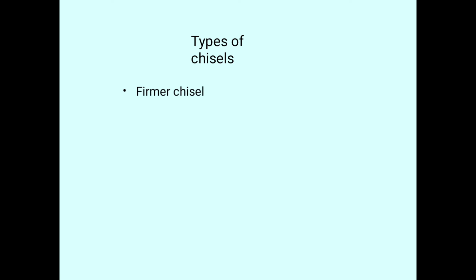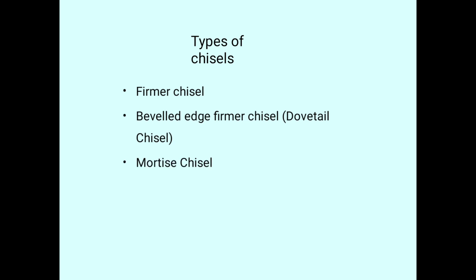Next, we can see the topic called types of chisels. First one is firmer chisel. Second, beveled edge firmer chisel, which we can also call the dovetail chisel. The third one is mortise chisel. Fourth, socket chisel and gauges.